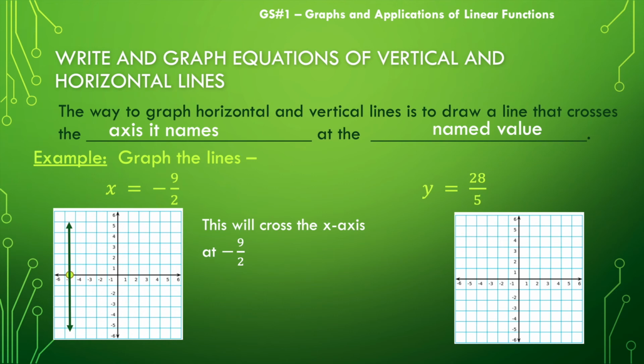Now we're going to do the same thing on the right here, except this is going to cross the y-axis at 28/5. Now again, we need to think about what 28/5 is. How many times does 5 divide 28? 5 will go into 28 5 times with 3 left over. So this is 5 3/5, which is between 5 and 6 on the y-axis. So let's plot that point, and we'll draw the horizontal line that goes straight through there. And that's all there is to writing and graphing vertical and horizontal lines.